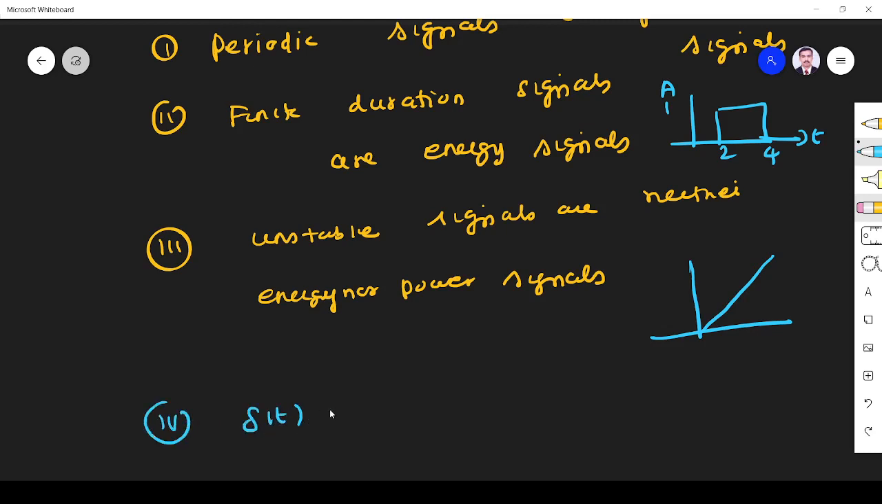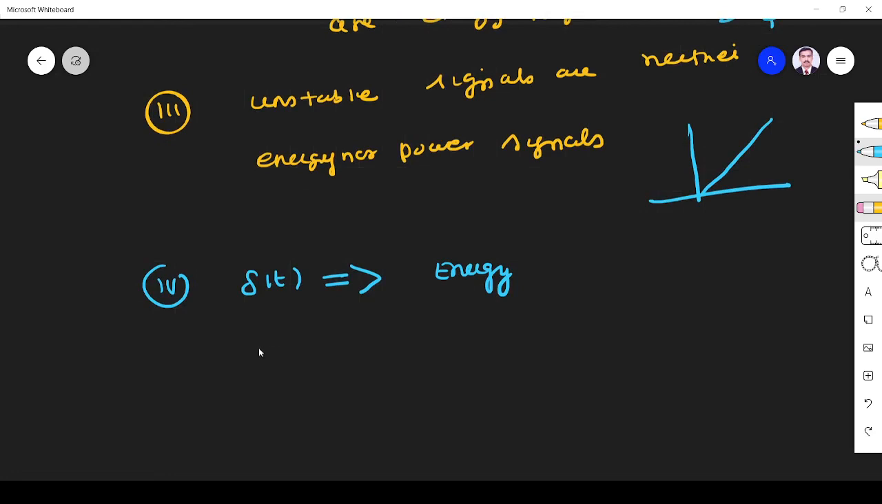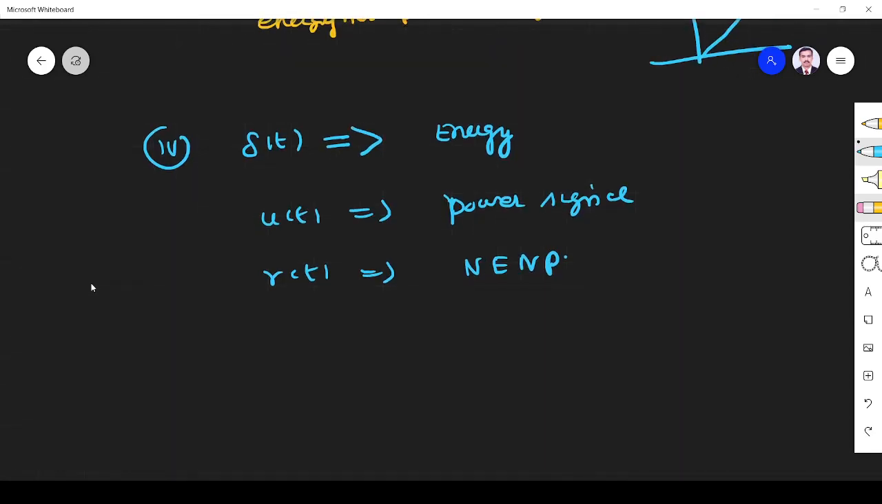Delta of t, right? So it is an energy signal. Fine. Next, u of t, the unit step, is a power signal. r of t, the ramp, is neither energy nor power, right? So these are all the things we must remember whenever we work on signals. Okay, fine.